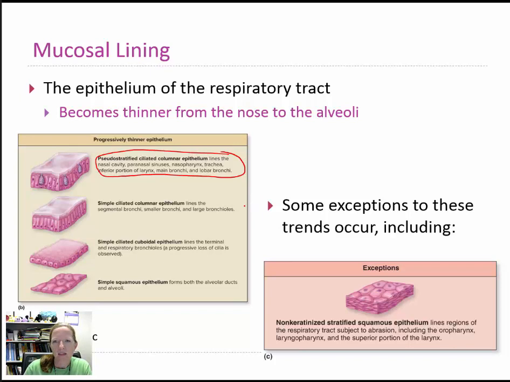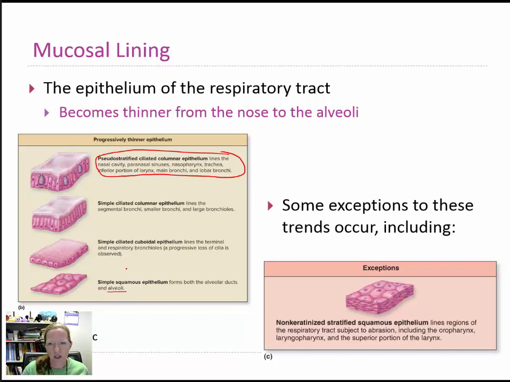So that's a mouthful, right? The respiratory tract starts with this type of epithelium. And as it goes down, all the way down to the alveoli, it ends with simple squamous epithelium. And you see how it gets thinner and thinner? And it's mainly because the function changes from what we're doing up here to what we're doing down here.